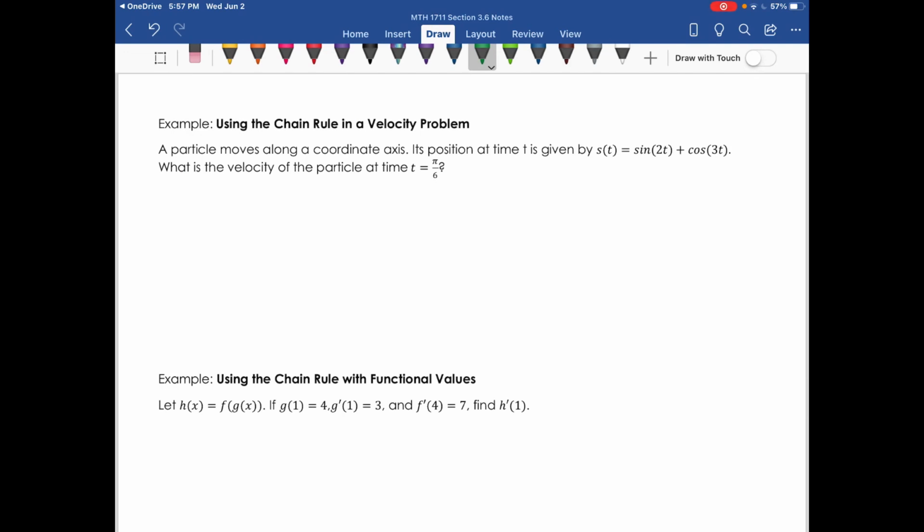Okay, here's an example of using the chain rule with a velocity problem. Again, it's the same problem we've been doing, but now we're just going to do an example of when we take the derivative with the chain rule. It says a particle moves along the coordinate axis. Its position at time t is given by the function, which is a position function. S of t is usually a position function. So we have sine of 2t plus cosine of 3t. What is the velocity of the particle at time t equals pi over 6?